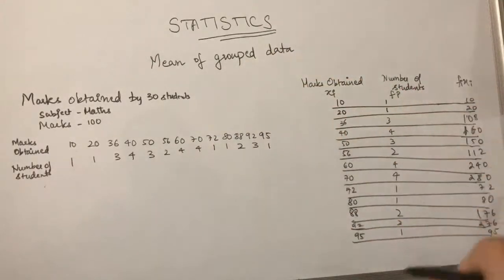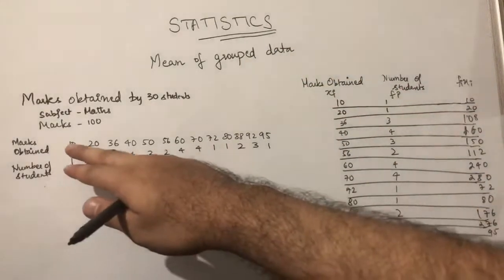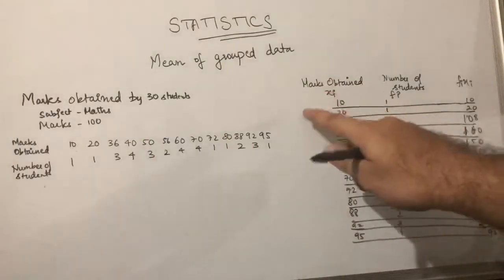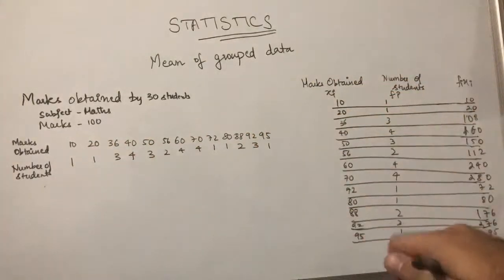Alright, now to understand the mean or to find out the mean, let's convert this into a table. All right, I have just transposed all the values here from rows to columns.